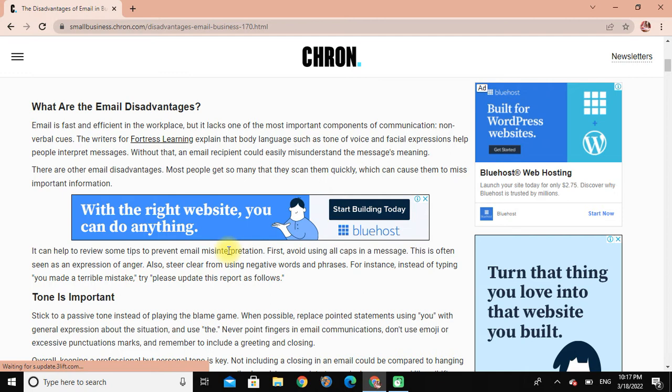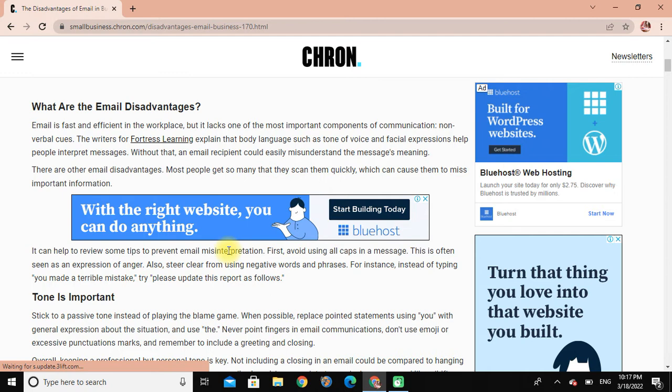Email is fast and efficient in the workplace, but it lacks one of the most important components of communication, non-verbal cues. The writers of Fortest Learning explain that body language such as tone of voice and facial expressions help people interpret a message. Without that, an email recipient could easily misunderstand the message's meaning. There are other email disadvantages. Most people get so many emails that they scan them quickly, which can cause them to miss important information.